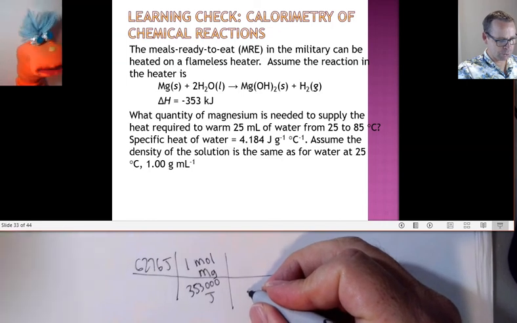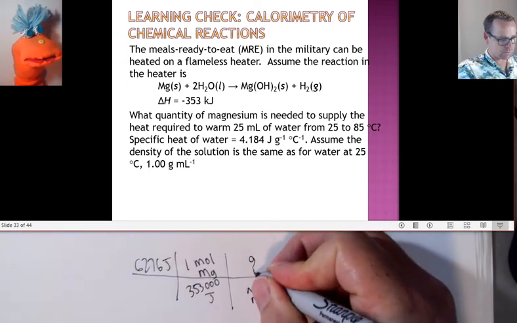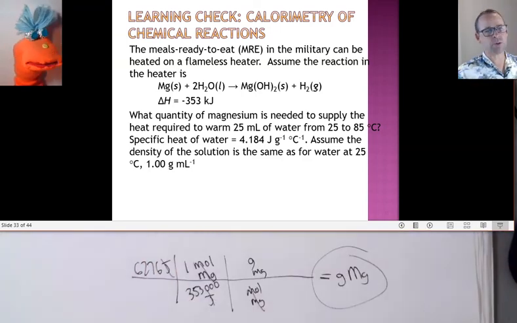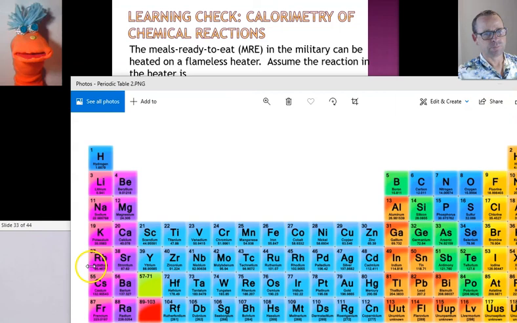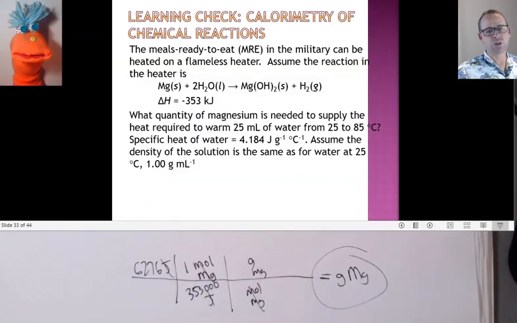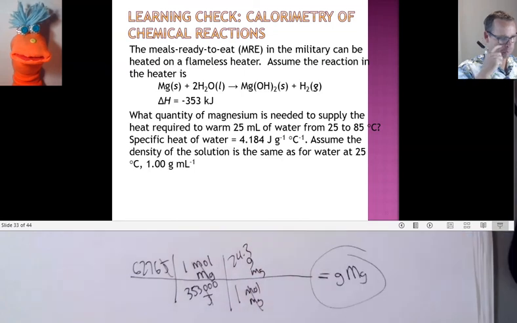So what's next? Just convert moles to grams. That's right. Moles of magnesium to grams of magnesium, and we'll be able to identify how many grams. How many grams per mole of magnesium? It doesn't say. Do you have your periodic table? Yeah, let me get my periodic table. All right, so what does it say? 24.3. Okay, so we're going from grams, 24.3 for every mole.